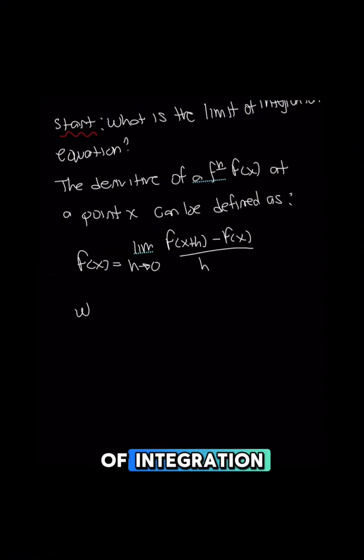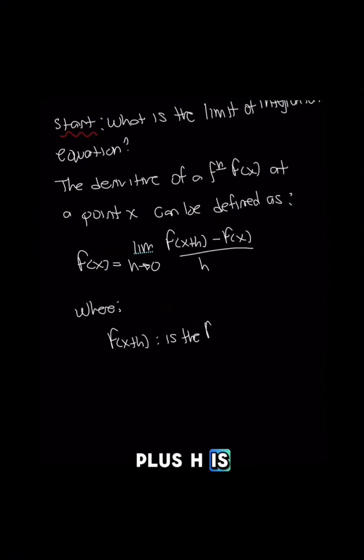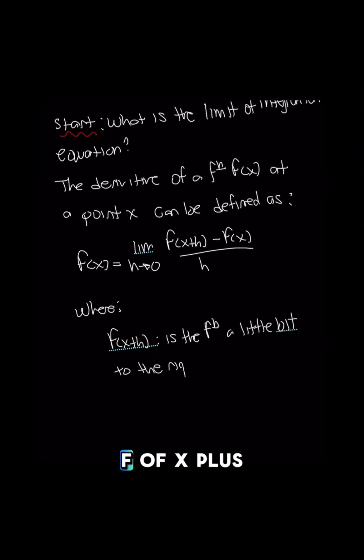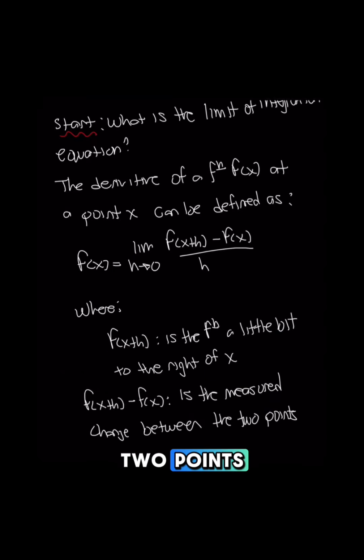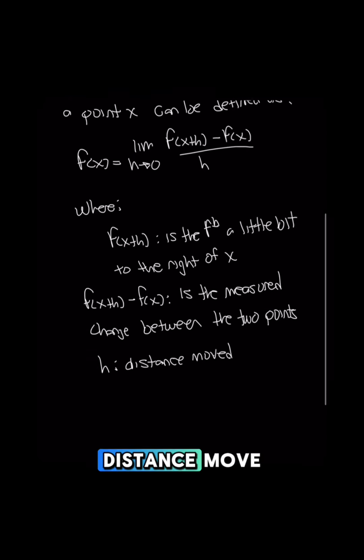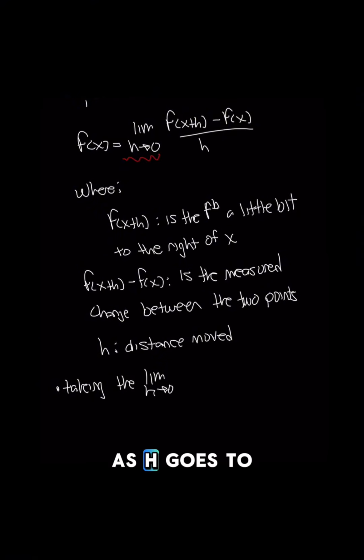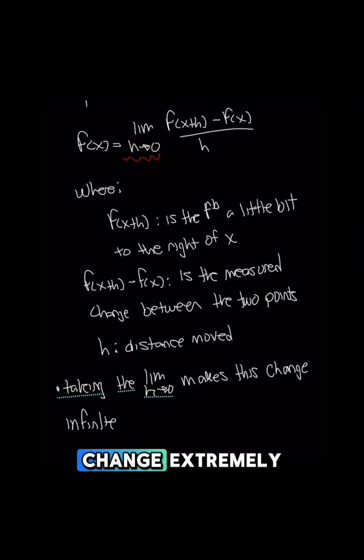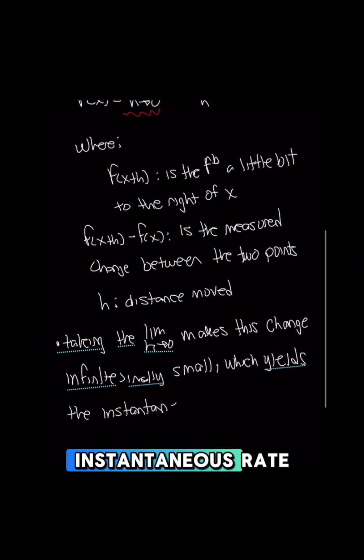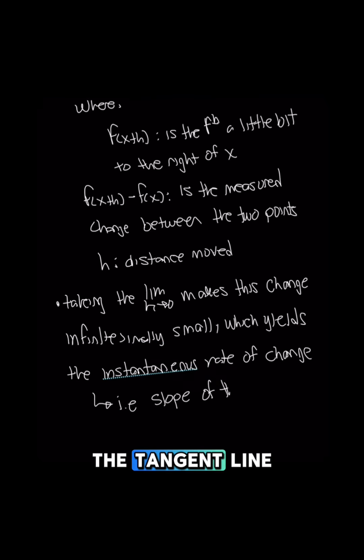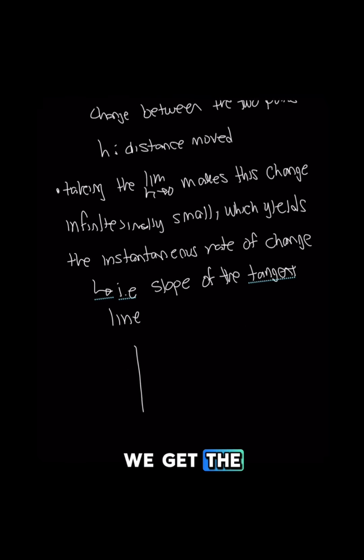This is the limit of integration equation, where f of x plus h is the function a little bit to the right of x. F of x plus h minus f of x is the measured change between the 2 points, i.e. the slope, and h is the distance moved. So when we take the limit as h goes to 0, this makes that change extremely small, which yields the instantaneous rate of change, i.e. the slope of the tangent line, which essentially just means we get the derivative to the function.